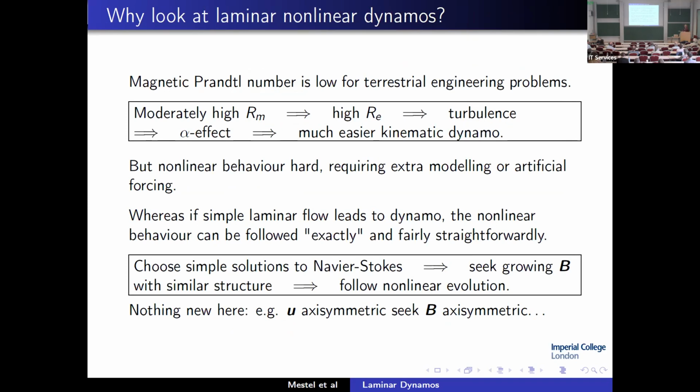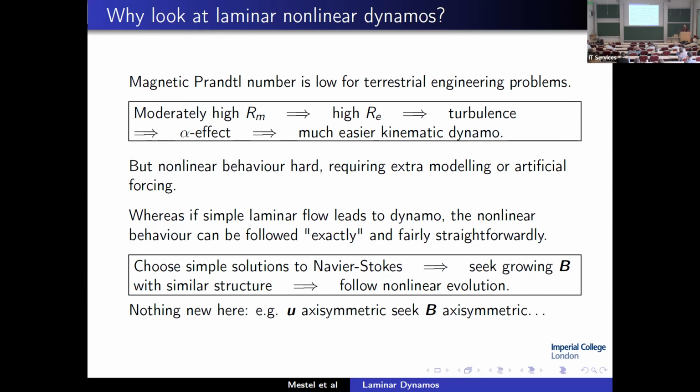Whereas if you can find a simple laminar flow leading to a dynamo, it's then maybe very easy to follow the flow into the nonlinear regime. So I'm going to follow the strategy in the second box. We're going to just choose a simple solution to the Navier-Stokes equation. Then we're going to use the fact that the induction equation is very similar in structure. So we're going to seek a magnetic field with a very similar structure to the velocity field. And if it grows kinematically, it's then numerically a trivial matter to follow what happens into the nonlinear regime.